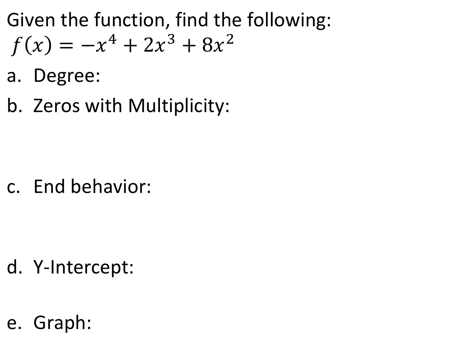So here's the last one. We have f of x equals negative x to the 4th plus 2x cubed plus 8x squared.